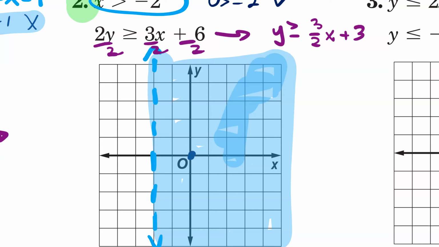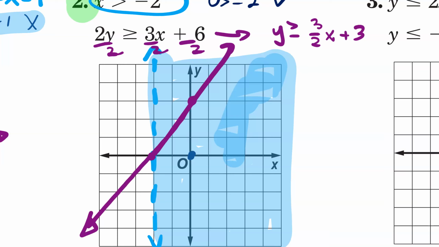So the second one is in y equals mx plus b form. I have my y-intercept of 3, so I put a dot at 3. I have my slope of up 3 over 2. Since that would be off my graph, I go down 3 to the left 2. That way when I connect them, it will be a positive slope. And it's going to be a solid line because it's an or equal to.